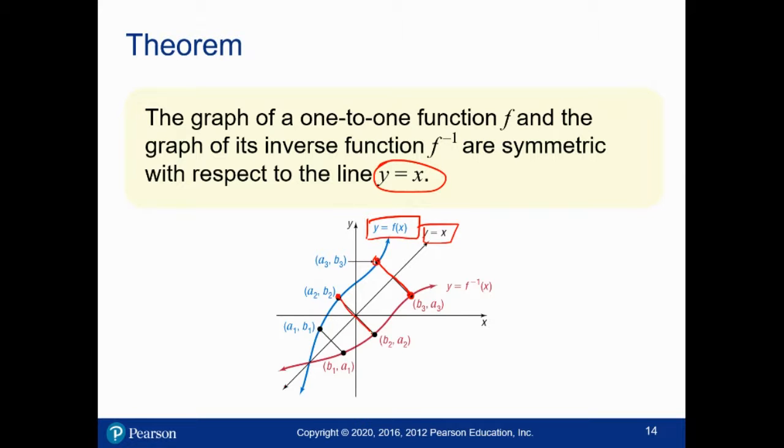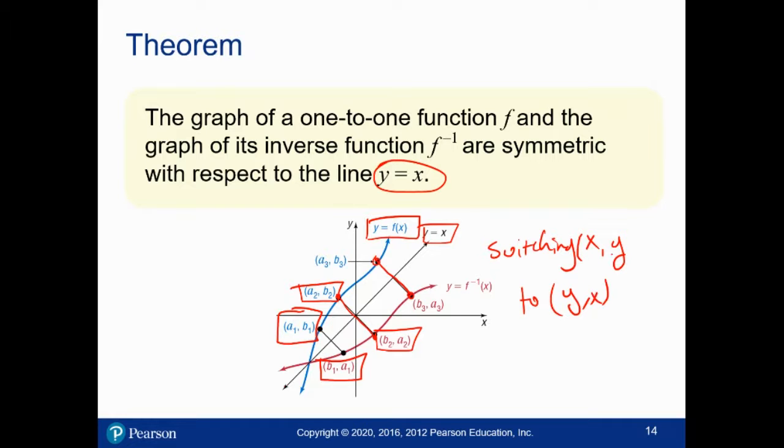And how do I reflect across the line y equals x? You simply switch x and y. So if I had the point a1, b1, I reflect it to b1, a1. I just switch the two coordinates. a2, b2 gets reflected to b2, a2. We're just switching x and y, which is exactly what the inverse function does.